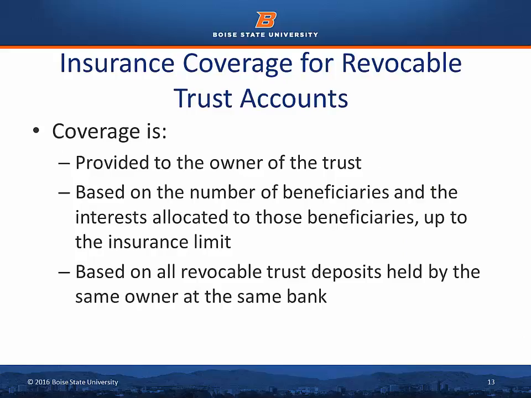Deposit insurance coverage for revocable trust accounts is provided to the owner of the account. The amount of coverage is based on the number of different eligible beneficiaries named in the trust, and in some cases, the interests allocated to those beneficiaries up to the insurance limit. An eligible trust beneficiary must be either an individual, regardless of the relationship to the owner, or an Internal Revenue Service, IRS, qualifying charity or nonprofit organization. Revocable trust coverage is based on all revocable trust deposits held by the same owner at the same bank, whether formal or informal.